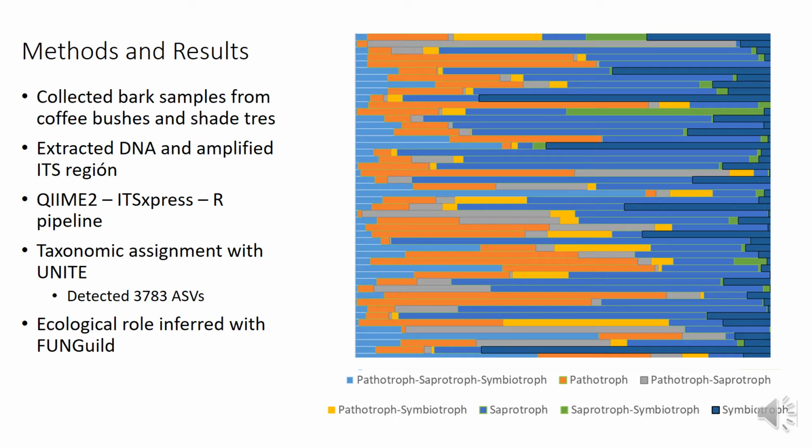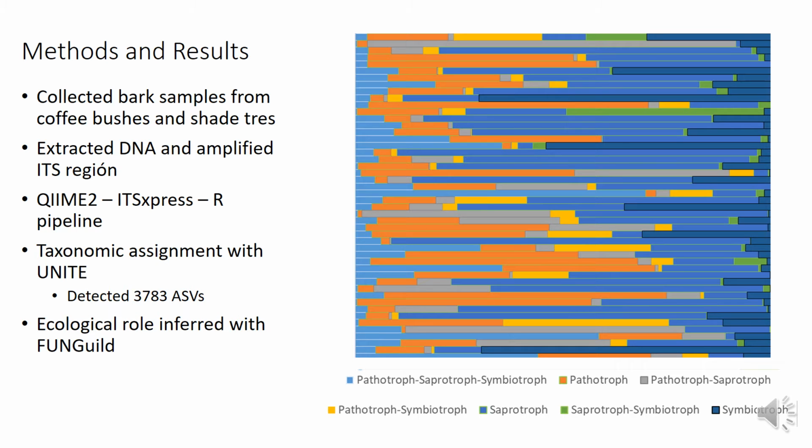So in this project, we wanted to know more about this fungal diversity. For that, we collected bark samples from coffee bushes and shade trees at 3 different heights. We extracted DNA from this bark and amplified the ITS region. We obtained thousands of Illumina sequences back, and we applied the SHIME2 pipeline, including some filtering and trimming with the ITSxpress algorithm and some R analysis.